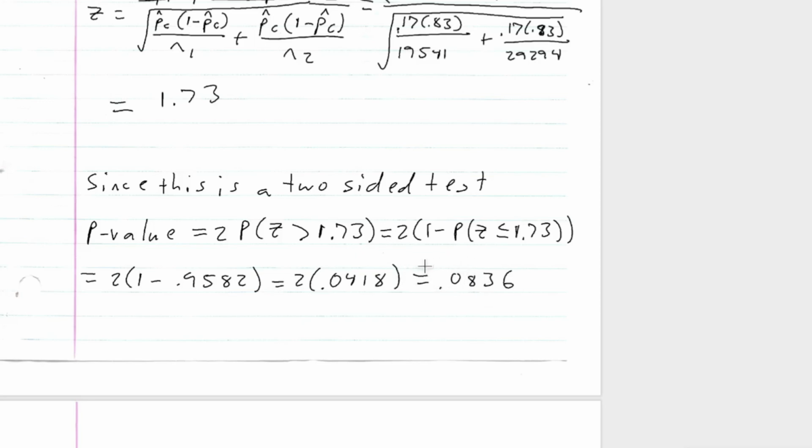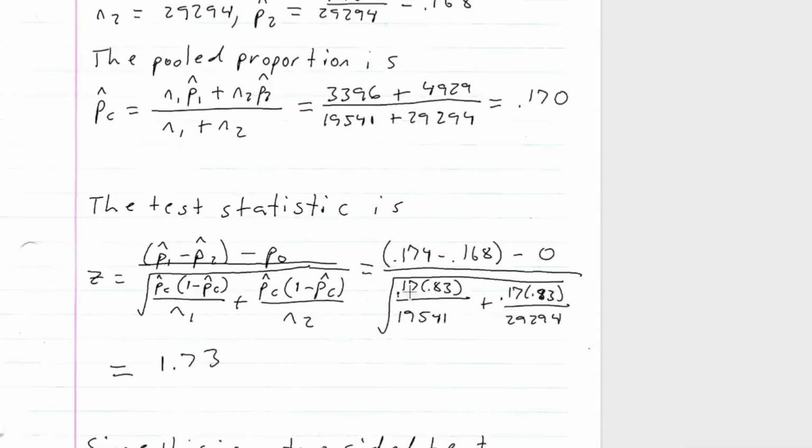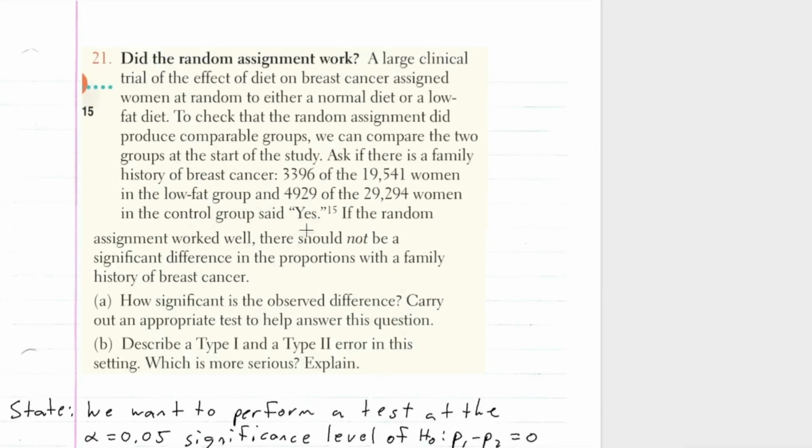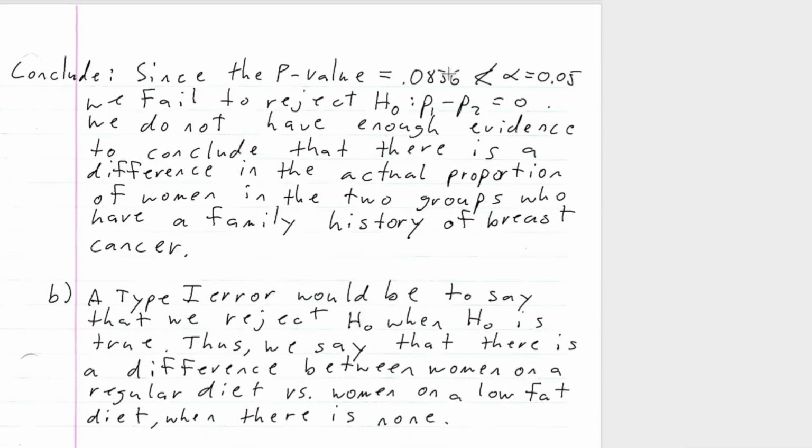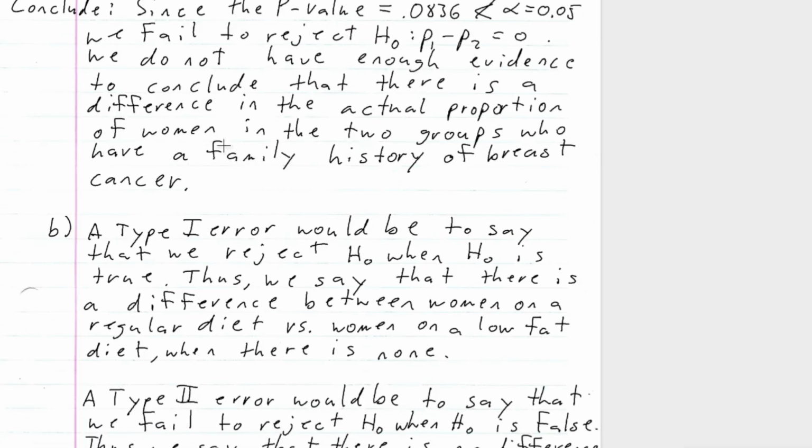so we will have to fail to reject the null hypothesis, right? So indeed, it did come to pass that we failed to reject the null hypothesis. Since the p-value is 0.0836, which is not less than alpha, which is equal to 0.05, we fail to reject H naught, which stated that there is no difference between the proportions, right? We do not have enough evidence to conclude that there is a difference in the actual proportion of women in the two groups who have a family history of breast cancer. And this, for sure, does make sense.